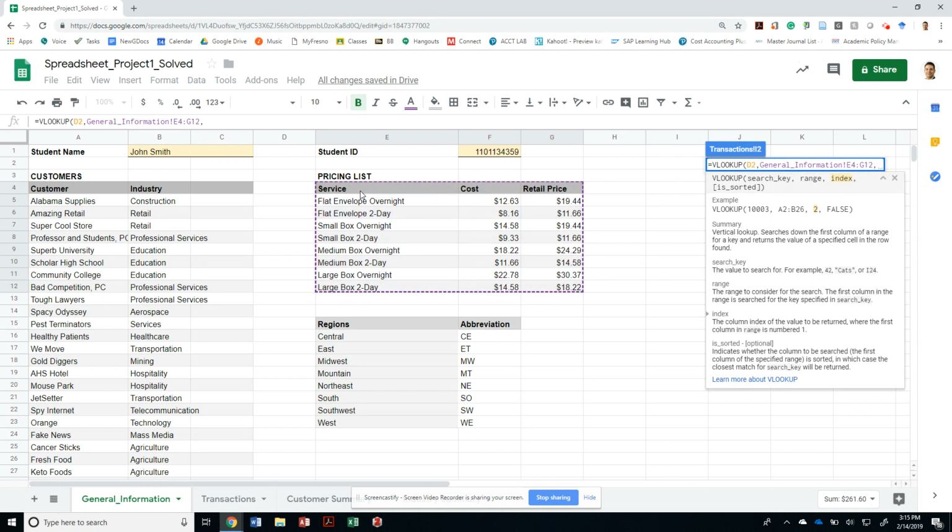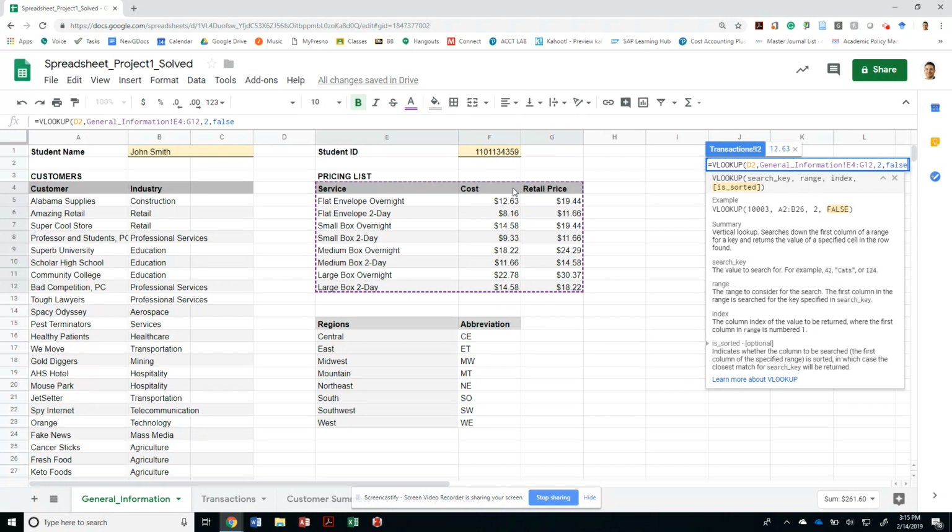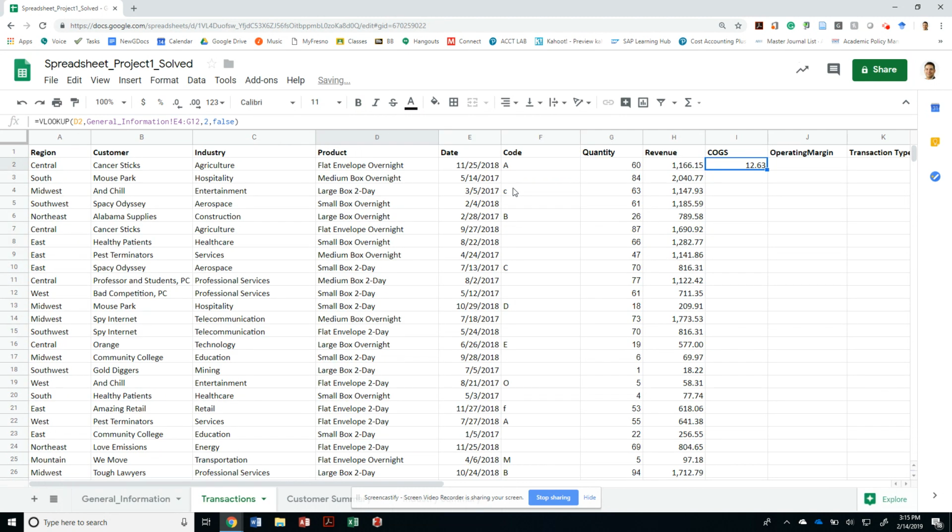And instead of using the third column to return the retail price for each one of those services that matches my D2 cell, I'm going to use the second column, and that's going to go to the cost. Now, this is left to right, one, two, three, right? And I also need to let Google Sheets know that this indeed is not sorted. So once I know the cost, that makes sense.